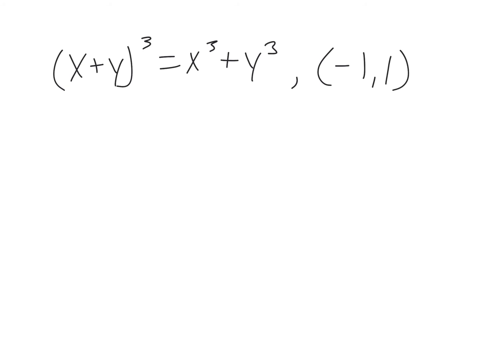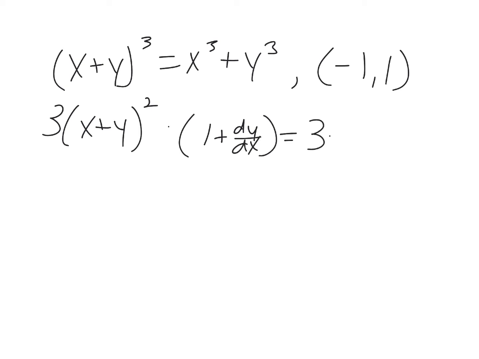Alright, so not only are we going to find dy dx by using implicit differentiation, we're going to find the derivative at the given point, negative 1, 1. So let's get to it. This left side, we have to use our favorite chain rule. Bring 3 up front, subtract 1 from the exponent, and then multiply by the derivative of the inside. The derivative of the inside will just be 1 plus dy dx, equals 3x squared plus 3y squared dy dx.